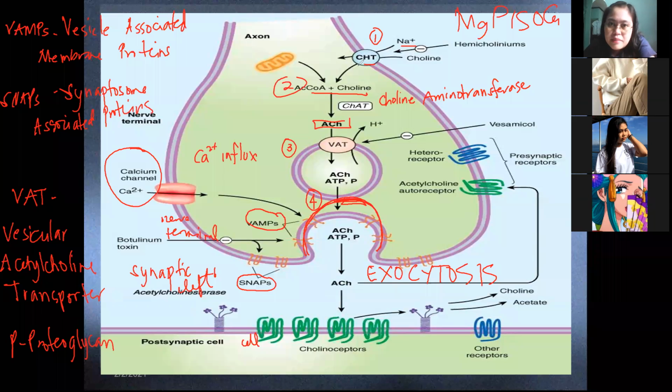Again, what are the names of the two? We have the muscarinic receptors and the nicotinic receptors. So the released acetylcholine will just bind to these, and once they bind, the receptors will be activated and there will be a response or effect.